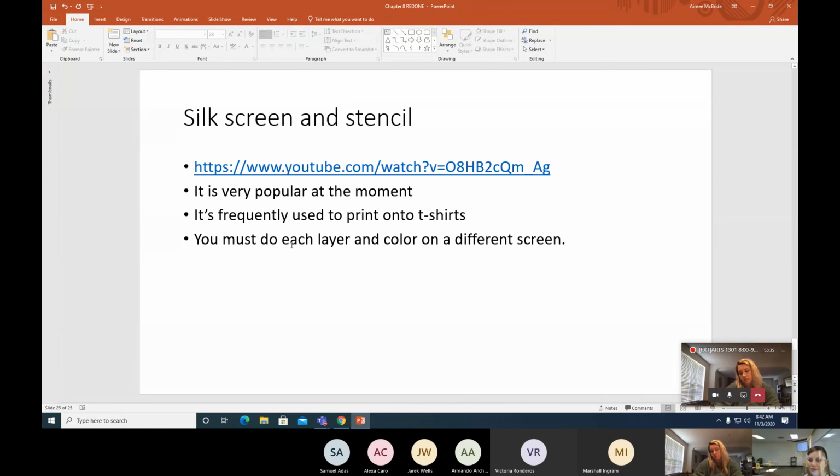Once again, for every layer of color, you have to have a different screen. And silk screens get their name because you use silk screens of fabric. Silk fabric is used primarily.